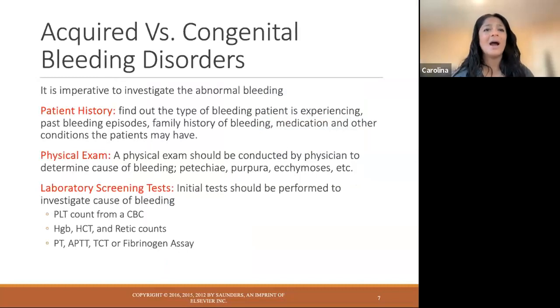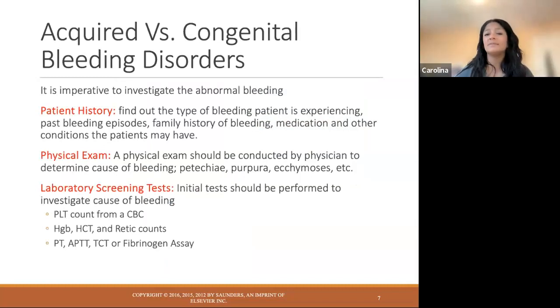All right, so how do we diagnose these acquired versus congenital? Well, the type of bleeding that the patient is experiencing is very important. So that's what we need to look at. But before we do any of that, the patient history is going to be number one, right? So the type of bleeding is part of the patient history.